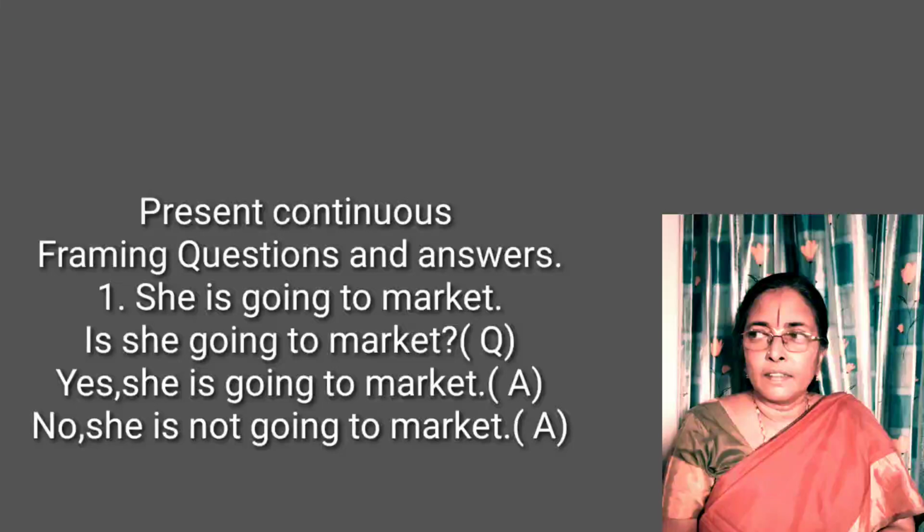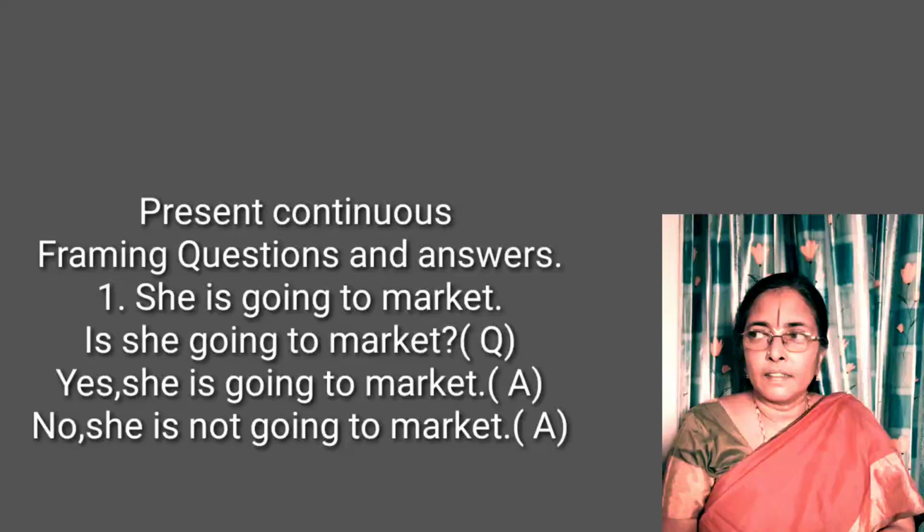Now let us know how to frame yes or no type of questions when the sentence is in present continuous tense. Let us see the example there. She is going to market. If you want to ask a yes or no type of question, how can you ask? Is she going to market? And what are the expected answers? Yes, she is going to market, or no, she is not going to market. These are two expected answers to that question.